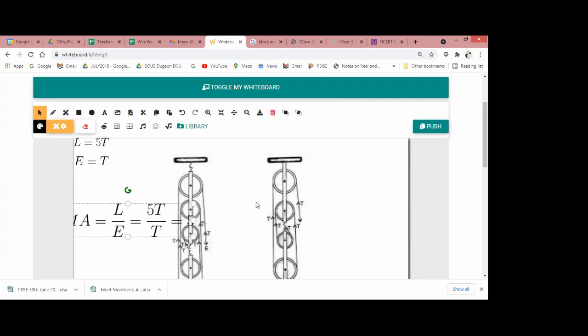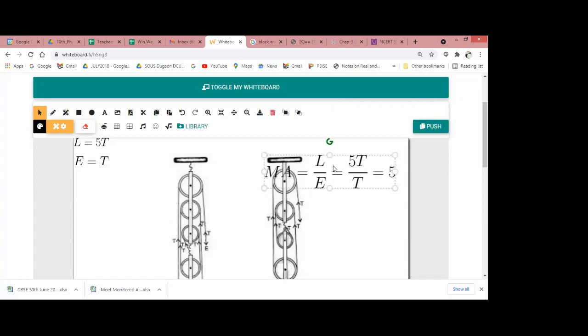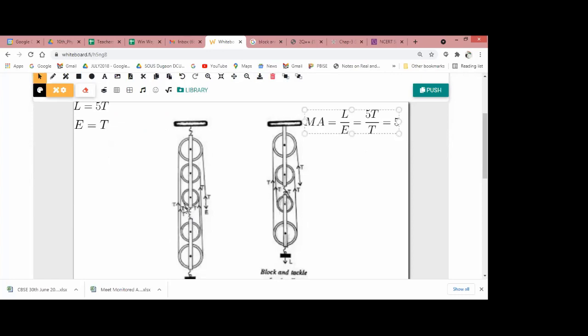I said earlier, by mistake, that you have to eliminate the fixed end. Fixed is not eliminated. Free end is eliminated. Fixed is kept. For the load, you eliminate the free end and check the number of strands. See 1, 2, 3, 4, 5. 5 tension bearing strands are there for the load, and one strand is bearing the tension of the effort. So one strand with the effort and 5 strands with the load, and therefore the mechanical advantage is equal to 5.